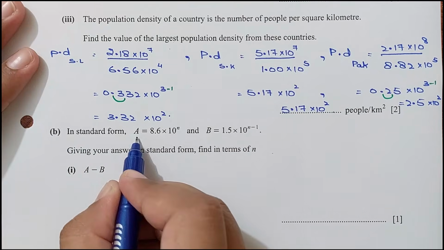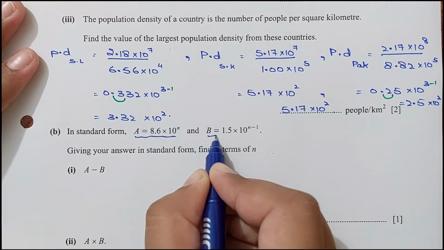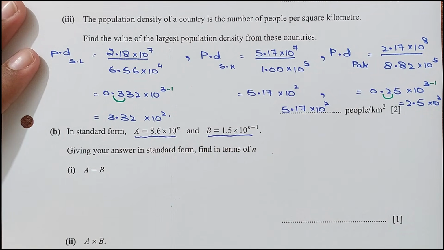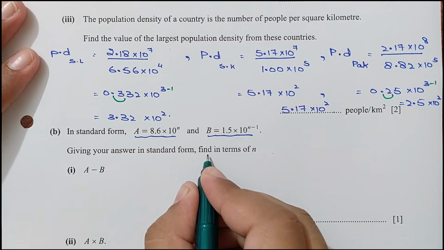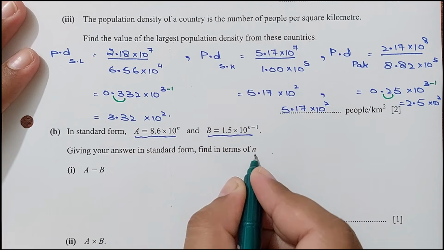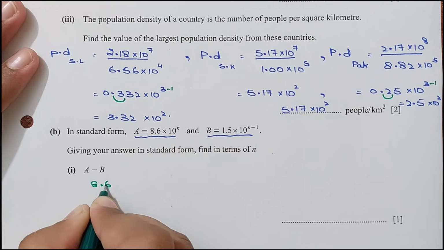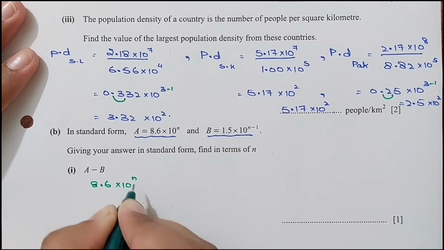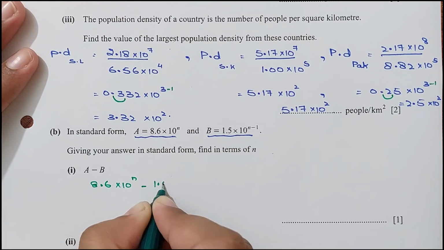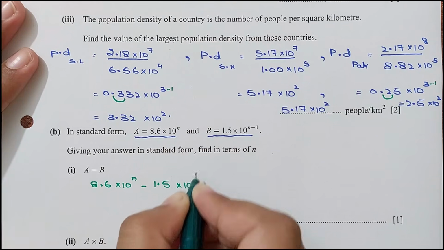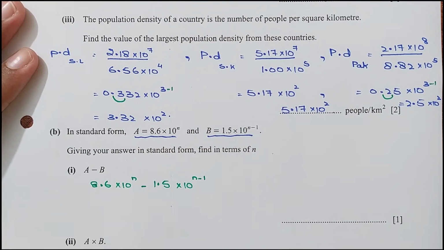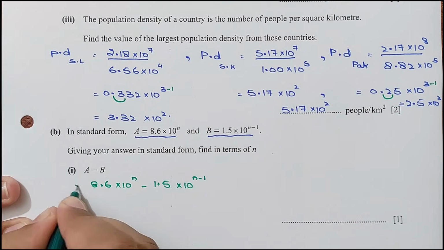In the standard form, A is this and B equals this. Giving your answer in standard form, find in terms of n. All right, A minus B. So A is 8.6 times 10 to the power n, minus B is 1.5 times 10 to the power n minus 1. So let me simplify this.